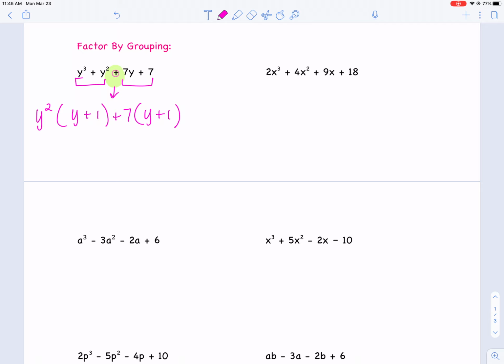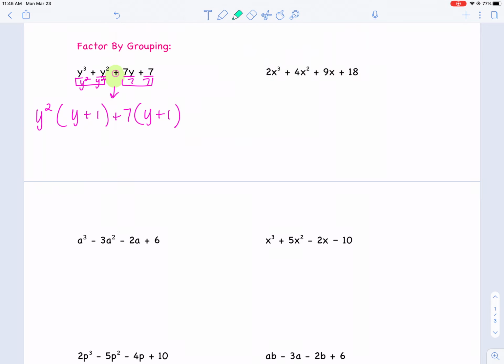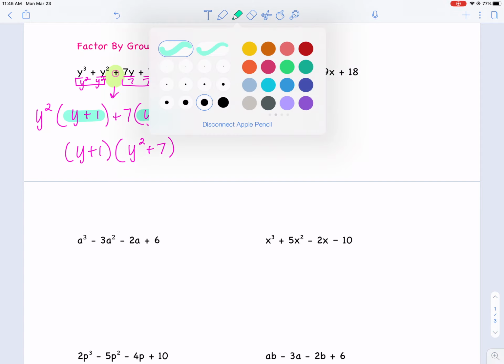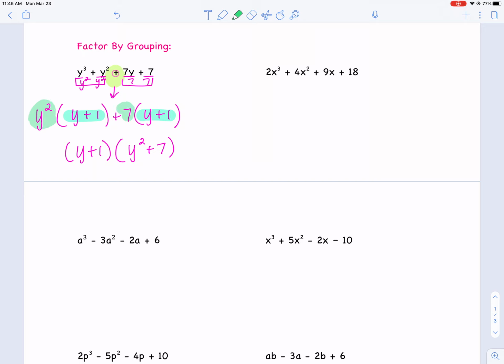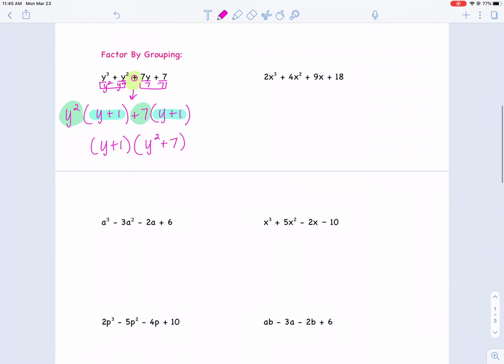So again, I divided these two by y squared, and I divided these two by 7. Notice they match. Y plus 1, there's one of your factors. Your other factor, y squared plus 7. The two GCFs in the front form your other factor. Okay, I'm going to try another.